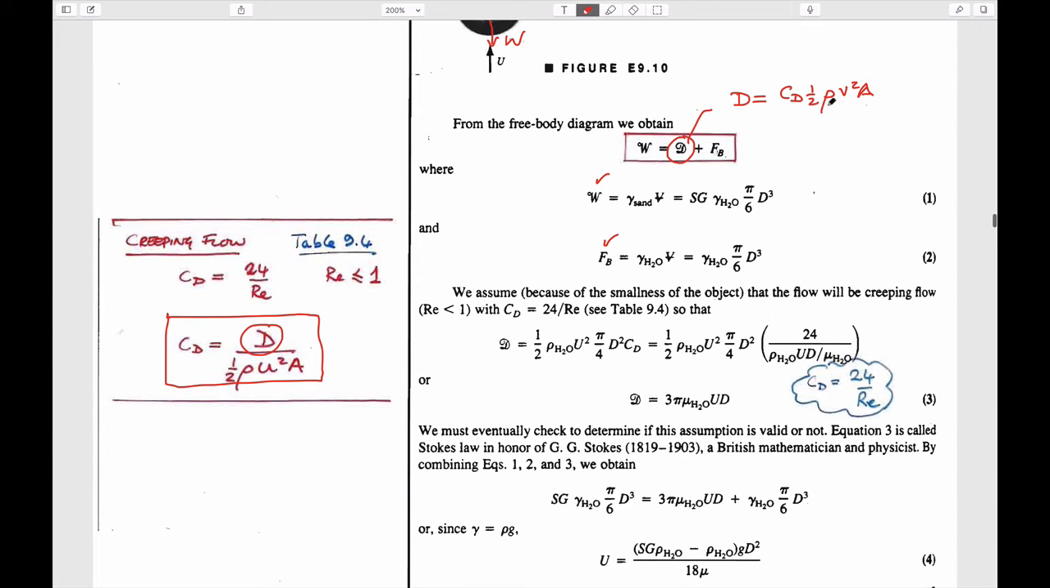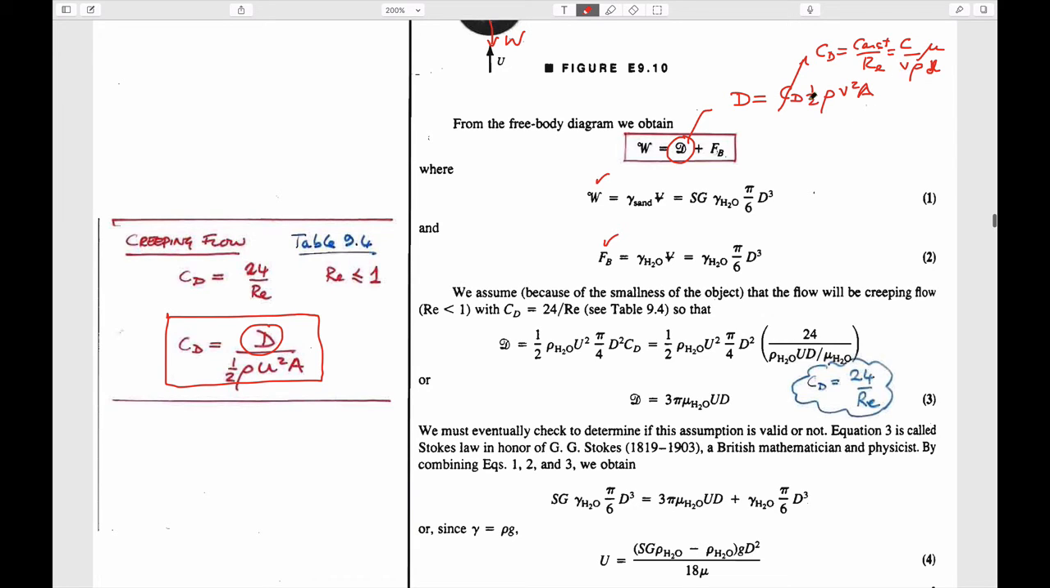You know what the velocity is, you know what the density is, you know what the cross-sectional area is, but you don't know what the coefficient of drag is. But you do know that if it's a laminar flow, then this is equal to some constant divided by Reynolds number, which is the same as some constant divided by a velocity, a density, and a length, maybe lowercase d for diameter, and a viscosity.